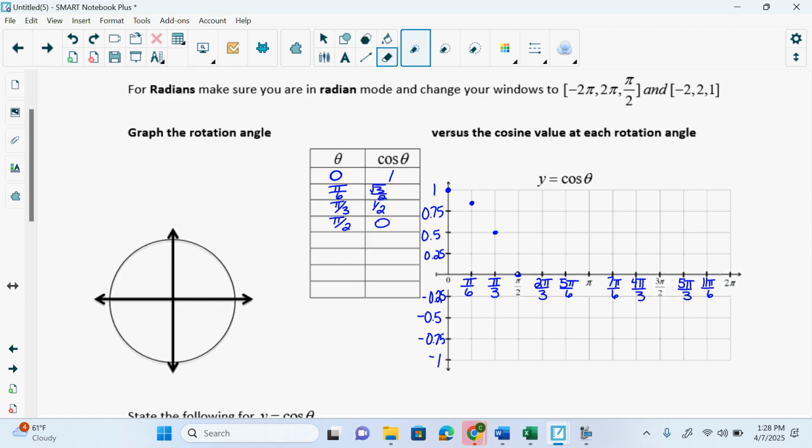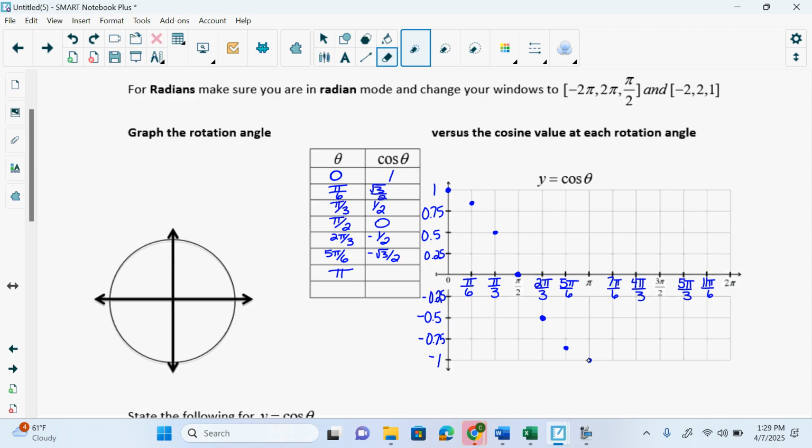So you remember, you just have to say cos of it. So what's cos of 2 pi over 3? Negative a half. Then what's cos of 5 pi over 6? Negative root 3 over 2, or negative 0.866. What's cosine pi? Negative 1. Right? And we keep going.